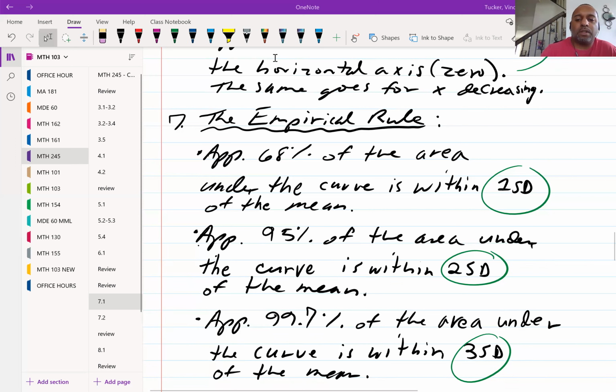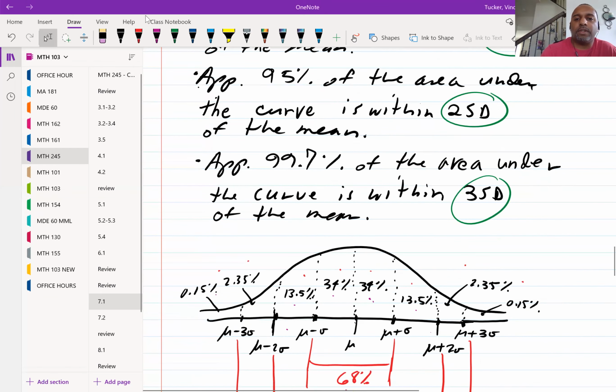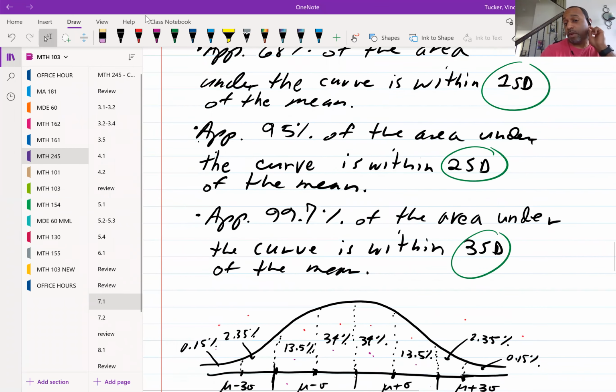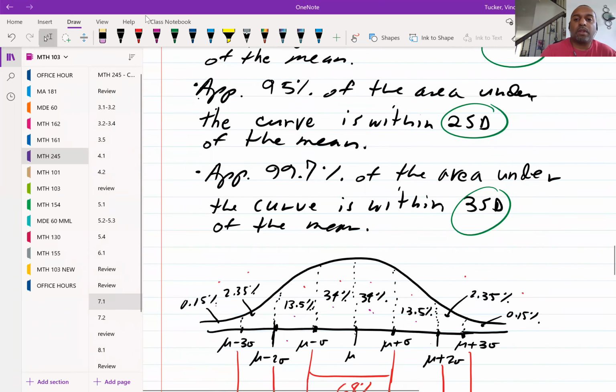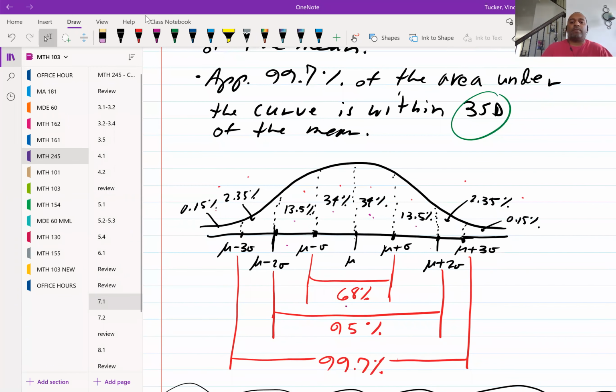All right, can we scroll up? Oh, this part right here is just, well, is everybody done writing before I go to the diagram? I don't know if anybody needs to see this again. It's just a diagram emphasizing the empirical rule once again, and the breakdown of the percentages.